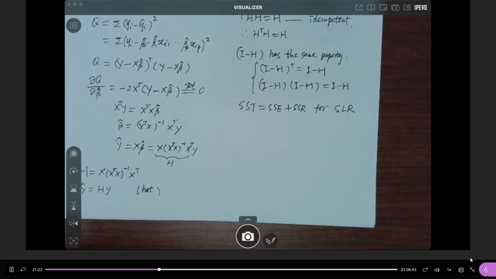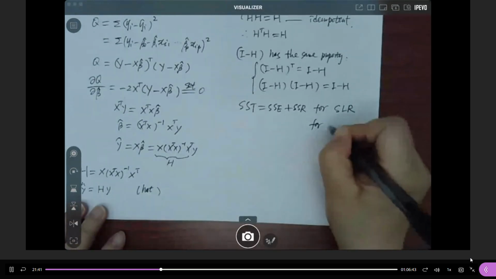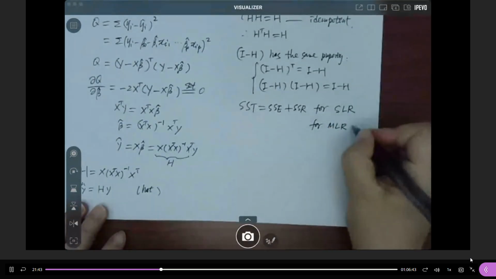Does this one hold for RTO? No, okay, good. So the next question is, does this hold for multiple linear regression? What do you think? Does it hold for multiple linear regression? How about for multiple linear regression? Yes?